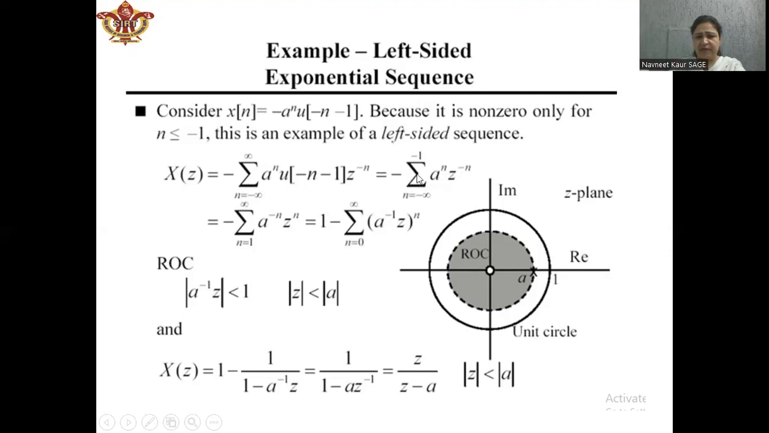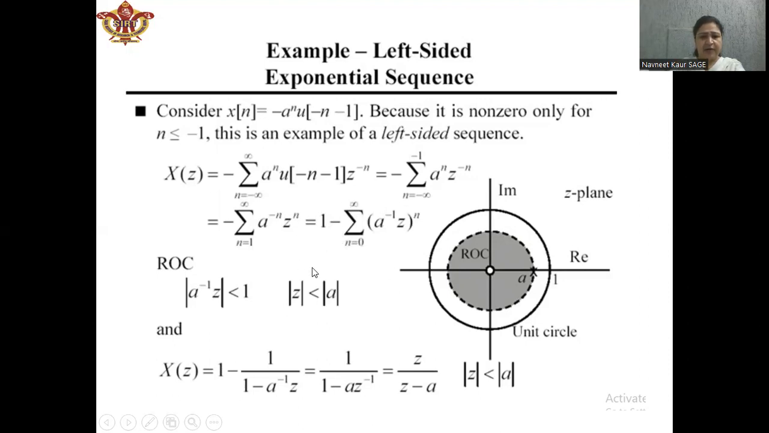So the limit will be 1 and infinity for minus infinity and minus 1, a raised to power minus n, z raised to power n. Now it can be written as 1 minus summation n equal to 0 to infinity, a inverse z raised to power n. Now this second term will be a geometrical progression, which is an infinite series, and the common ratio is a inverse z. So if I solve this, I'll get z upon a less than 1, which is z less than a.